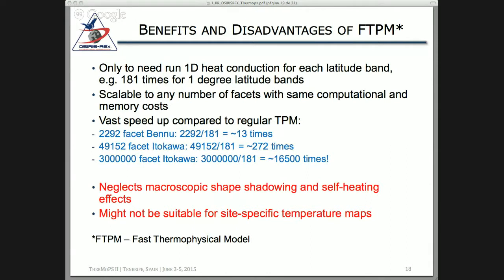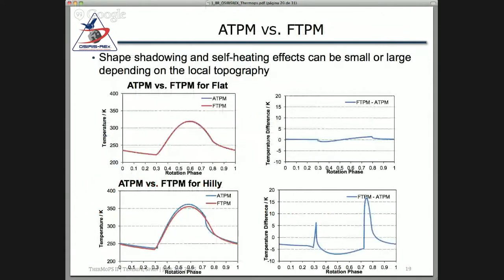And this is basically demonstrated in this plot, comparing the ATPM versus the FTPM. For a relatively flat surface with a flat local topography, there's not much difference between the two models. But if you consider a hilly local topography, then you see the self-heating and shadowing effects come into play. The differences between the models can exceed the instrument accuracy limit.